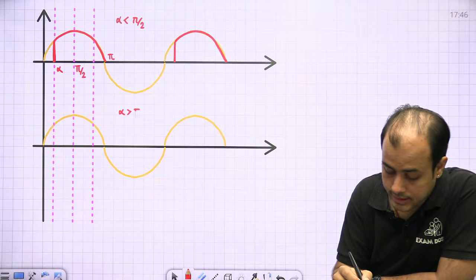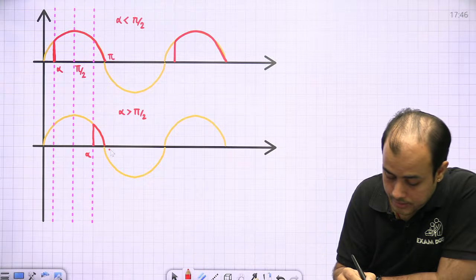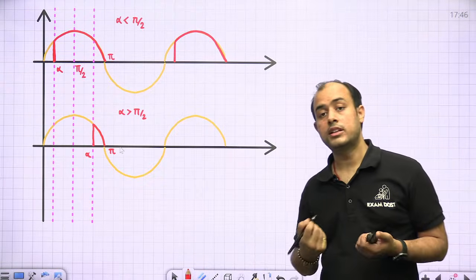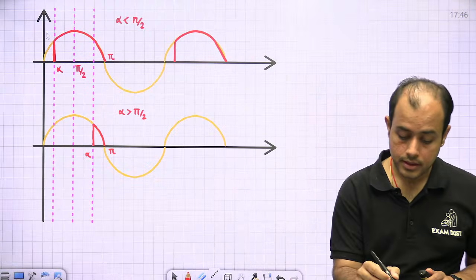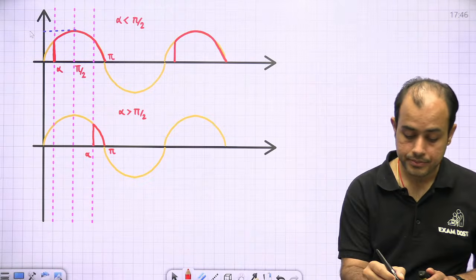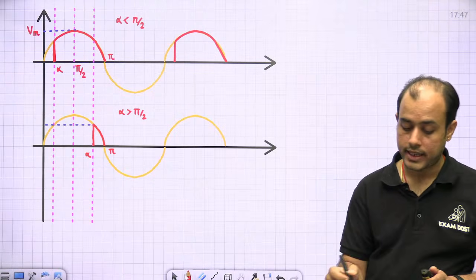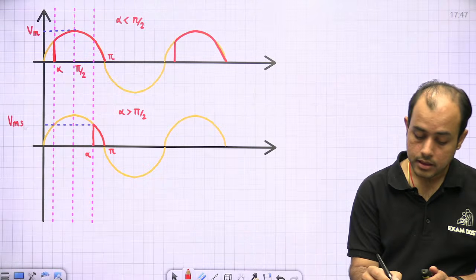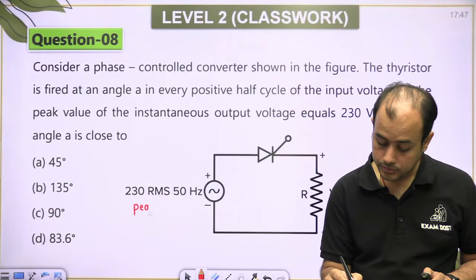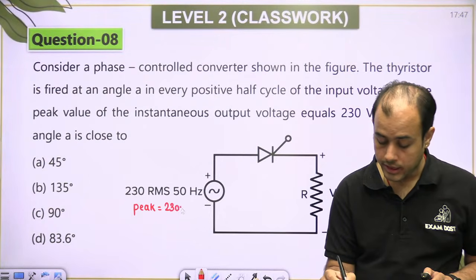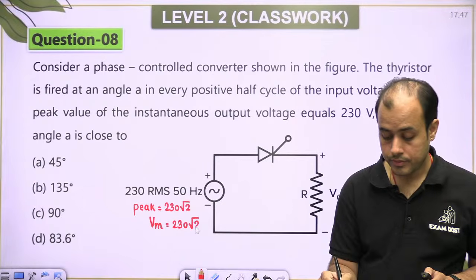Second is if alpha is greater than pi by 2. Till it conducts up to pi. In our load, it does not go above pi. Now, beta, in the first case, if you see, the peak voltage is Vm. And in the second case, if you see, the peak voltage occurs at alpha, Vm sin alpha. Now, beta, peak, that is Vm, is 230 root 2. ठीक है?